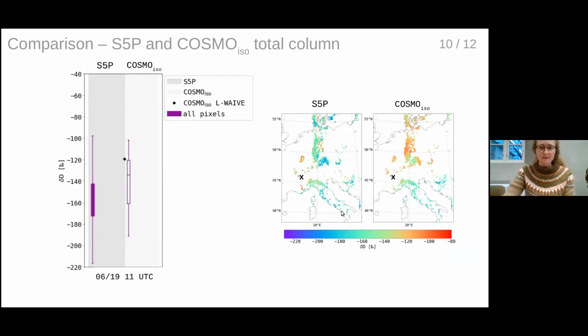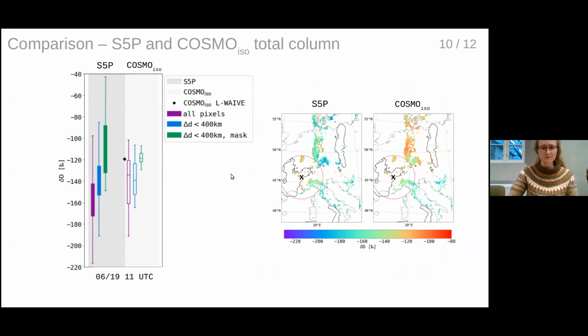You see here the satellite retrievals, and here you see the Cosmo ISO simulation interpolated to the pixels of the satellite overpass. And you see the distribution here. The Cosmo ISO shows generally higher values than the satellite retrievals, which you also see in the colors. Now, if we go closer to our campaign site, we can apply our masks and show 2 different masks. First of all, just the red circle, these are the blue box plots, meaning we take all pixels within this red circle. The green distributions show only points within this red circle, but which also lie within this mask.